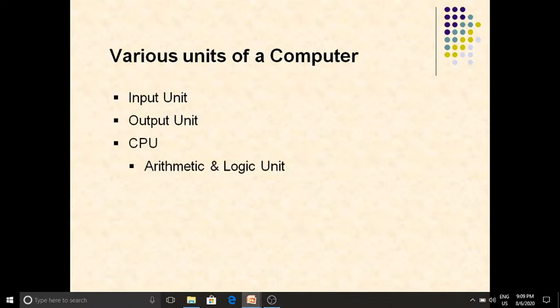What are the various units of a computer? We have seen the block diagram, now we will see the various units of a computer. They are the input unit, output unit, and CPU. We have already seen this in the diagram. The CPU is again divided into three: arithmetic and logic unit, control unit, and memory unit.